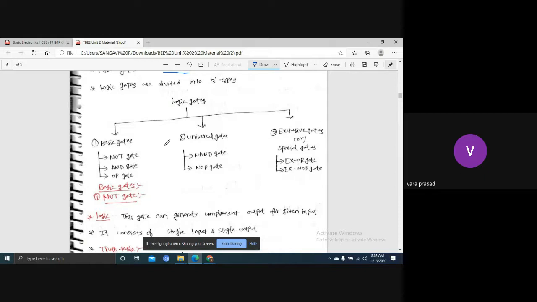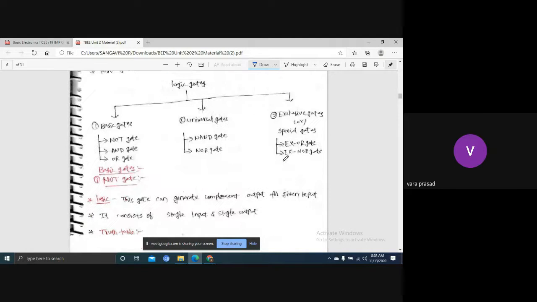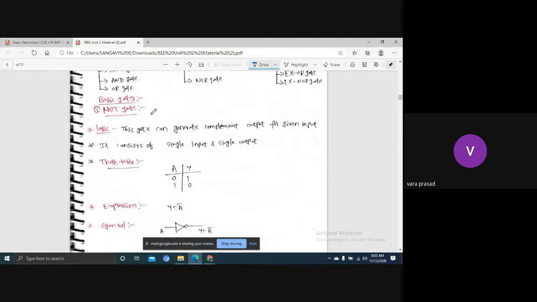Sometimes they won't ask all the gates. Sometimes they will ask particular gates. Explain about NAND, XOR, or AND. They can ask any of them randomly. But I'm going to explain seven gates. For every gate we need to write four parameters. First one is logic, second one is truth table, third one is expression, fourth one is symbol.